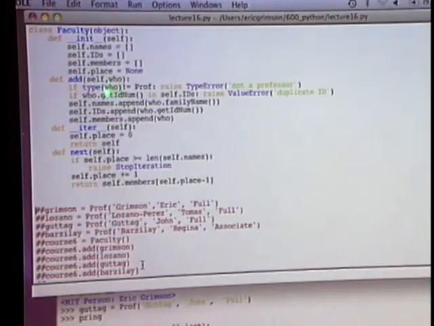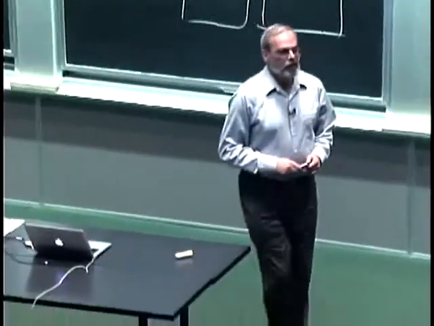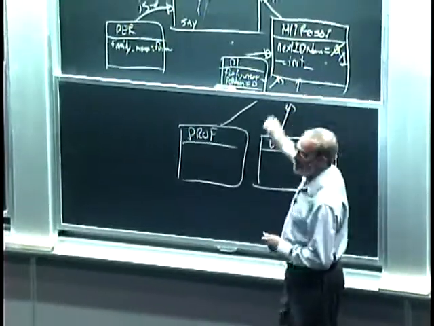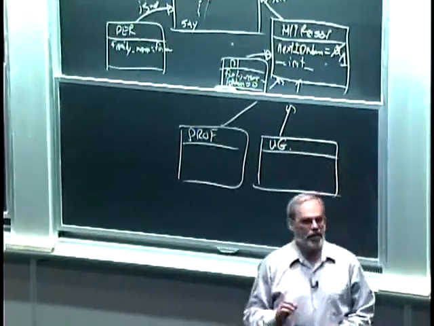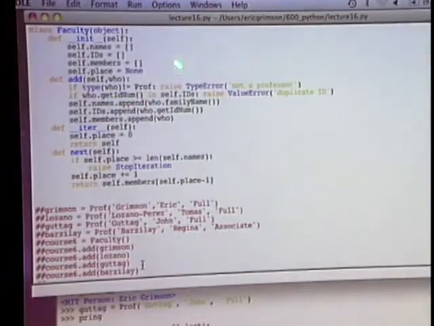First of all, notice, I'm going to check the type. If this is not a professor, I'm going to raise a type error. It's the wrong type of object to pass in. Second thing I'm going to do is say, if that's okay, then let me go off and get the ID number. Now remember, that's right up here. So I'm asking the instance of the professor to go up and get the ID number. And I want to make sure I only have one instance of each professor in my faculty. So if the ID number is in the list of IDs already, I'm going to raise an exception as well, saying I've got a duplicate ID.